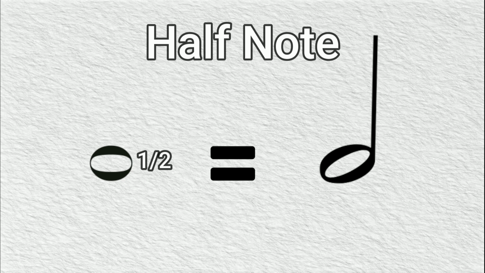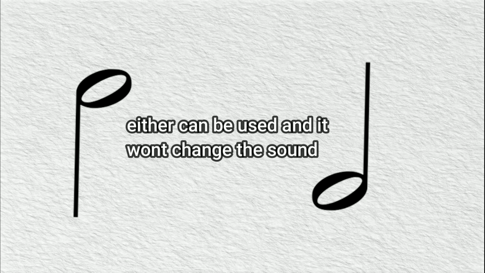The half note looks like the whole note but with a line sticking out of it. The line is called a stem. The stem could ascend from the right side like this or descend from the left side like this. I'll explain when each case is represented in later videos, but either symbol for the half note may be used, and no difference in sound occurs.